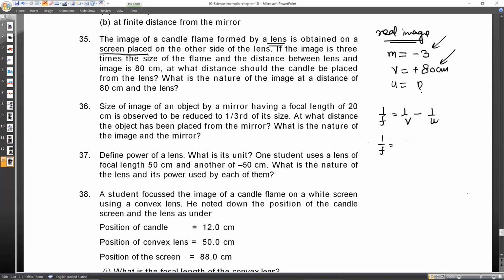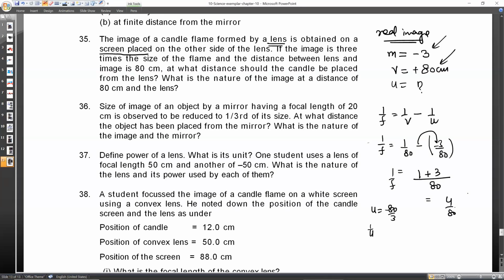What is the value of 1 by v? It is 1 by 80. Then minus, what's the sign? What is the value of u? u was minus 80 by 3. So the value of 1 by u will be minus 3 by 80. You put it in and you get 80 as the LCM, and this minus sign becomes plus here. So you'll get 1 plus 3, so 1 by f equals 4 by 80.